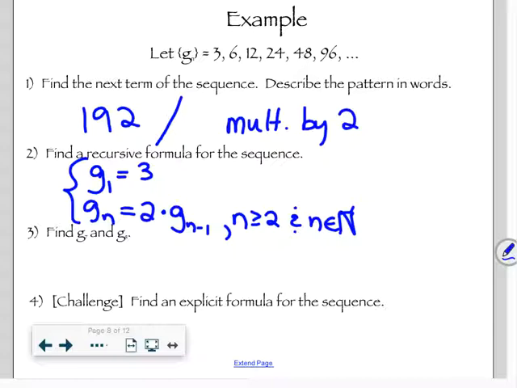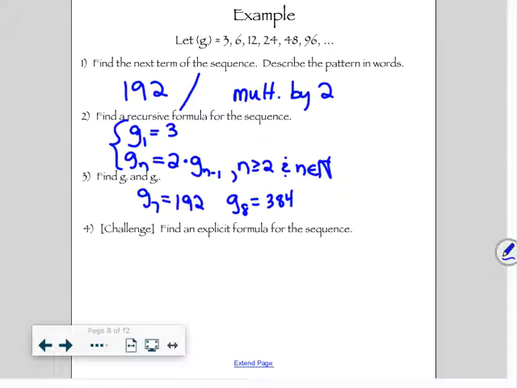All right, number 3. Find G sub 7 and G sub 8, in case you can't read that. Number 3 says find G sub 7 and G sub 8. Don't we have G sub 7 in the list? Yeah, we just found it, 192. So then G sub 8, I'm just going to multiply by 2, 384.